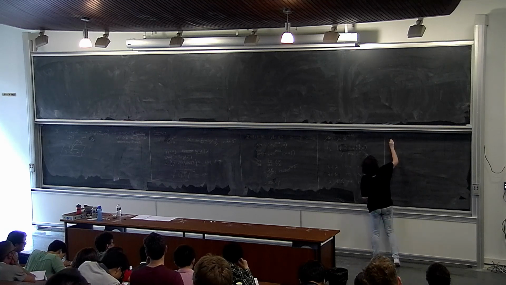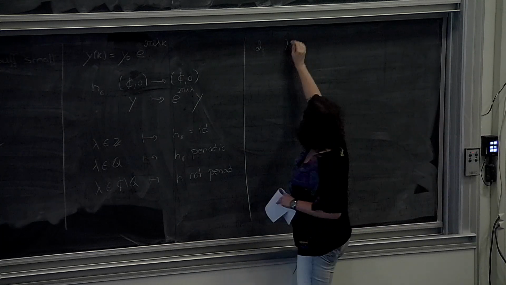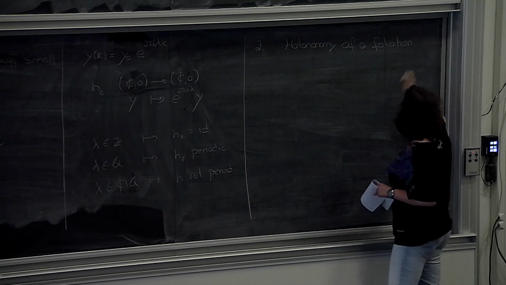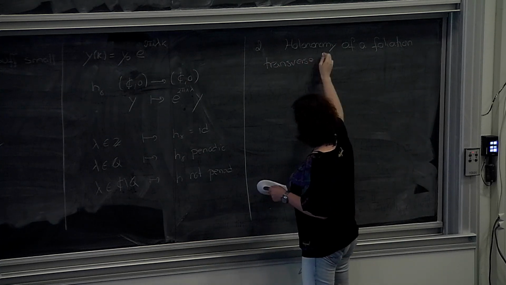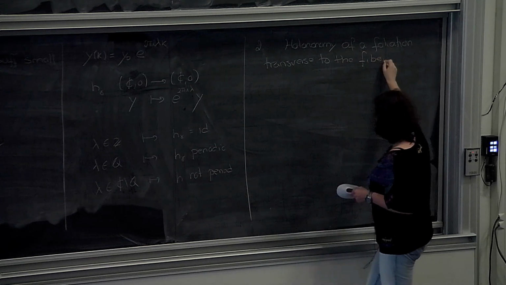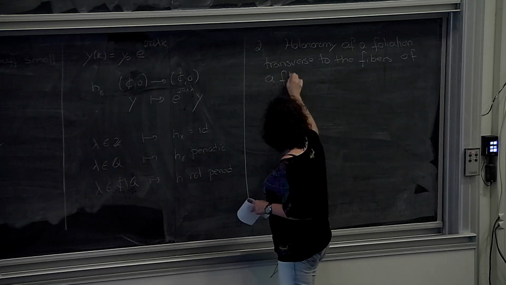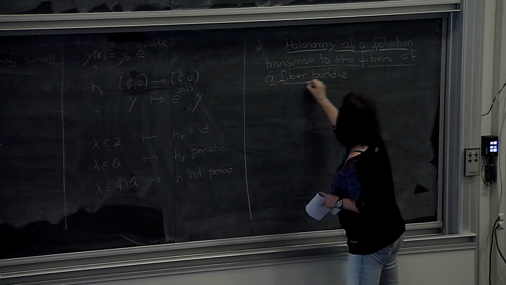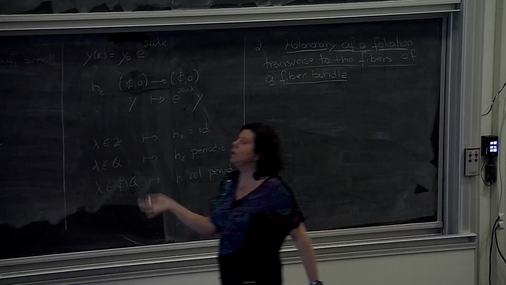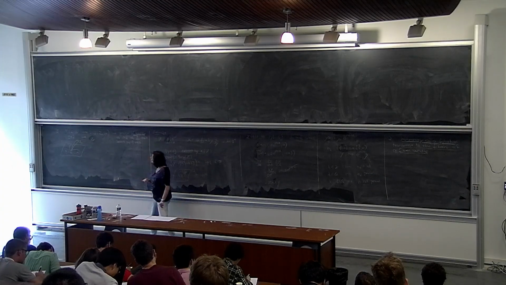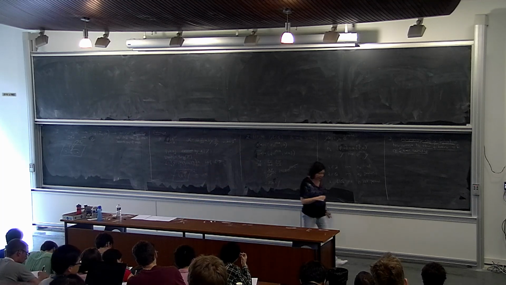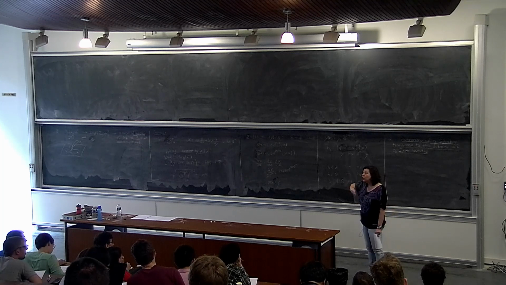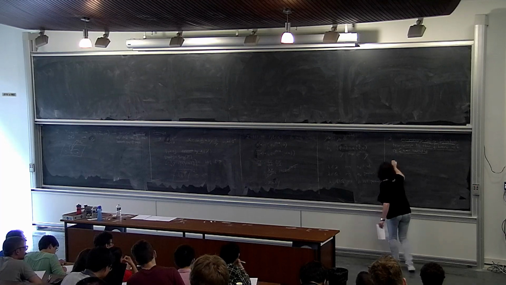And now, the other part that I would like to talk about is the holonomy of a foliation transverse to the fibers of a fiber bundle, which is related to the talk of Frank yesterday. If I'm looking at the holonomy of a leaf, I'm just going to the group of germs of diffeomorphisms of a certain transverse section. However, there are some examples where I can define the holonomy on a global transverse section.